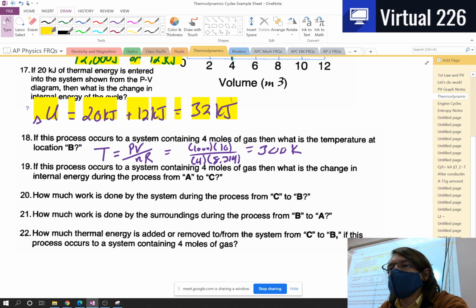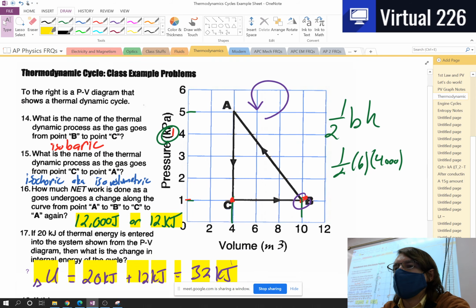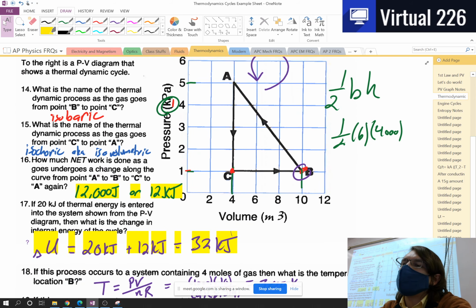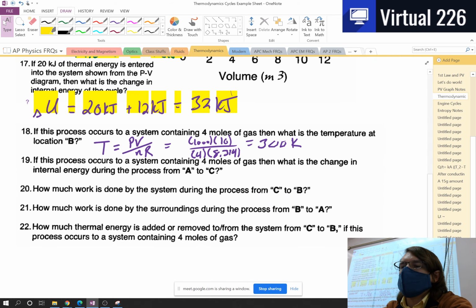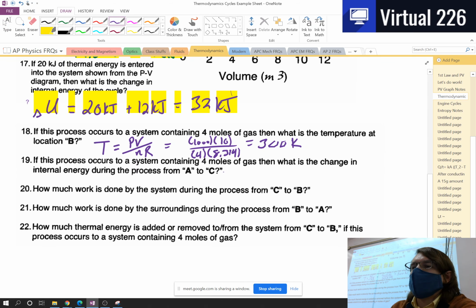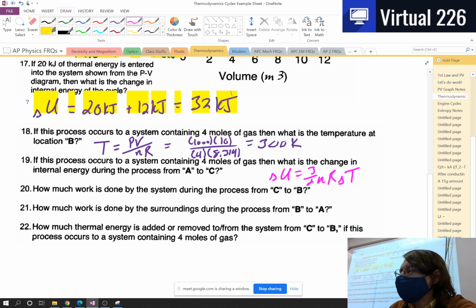If the process occurs to a system containing 4 moles of gas, then what's the change in internal energy during the process from A to C? Well, to do this is actually going to be a little bit of work for us. No pun intended. From A to C, there is no work done here. So what's an easier way to do this problem is to actually use the delta U equation. Delta U equals 3/2 nR delta T.